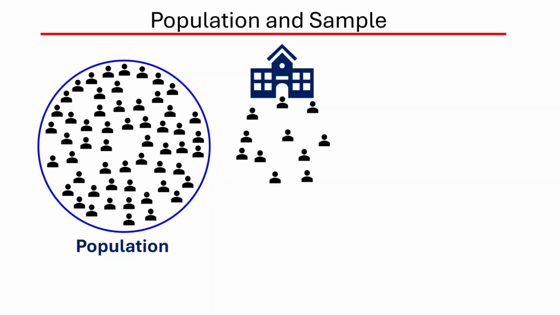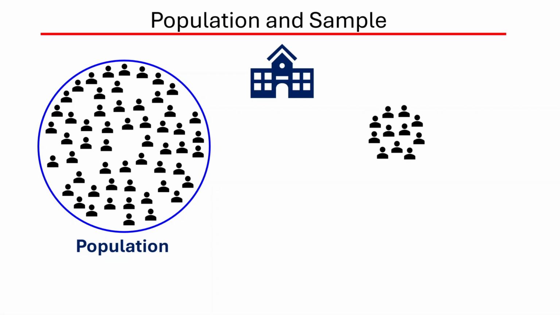Instead, we could randomly select a smaller group of students and find their average height. This smaller group is called a sample. And the cool thing is, we can use this sample to estimate the average height for the entire school.